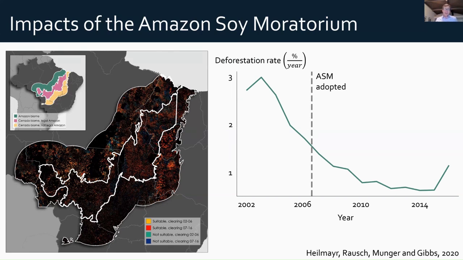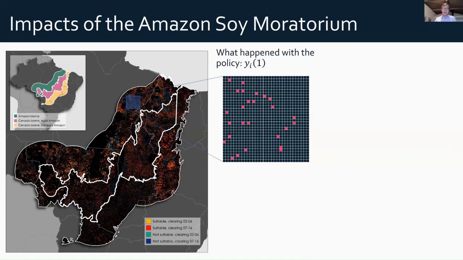adopted. And what we really were after, the goal of this whole project, was to create some counterfactual deforestation rate. What would have happened in the Amazon biome if the ASM had never been adopted, right? We want to know what this dotted green line is. We can't actually observe that. That is a state of the world that never existed, but we need to know that in order to be able to calculate that avoided deforestation. How much did the soy moratorium reduce deforestation? So how do we go about that?